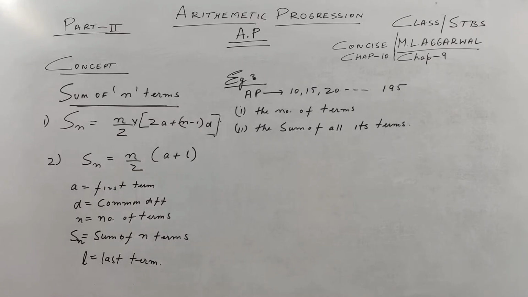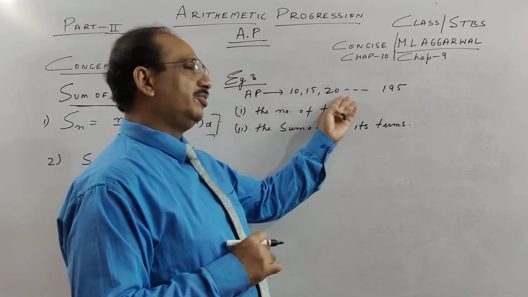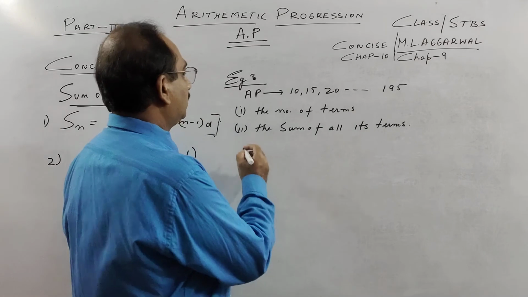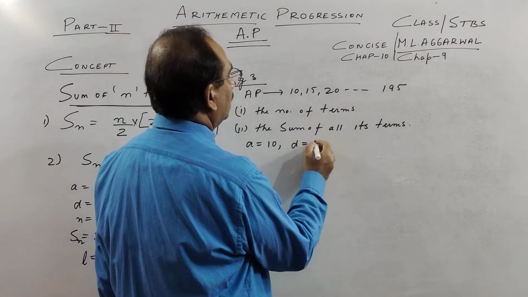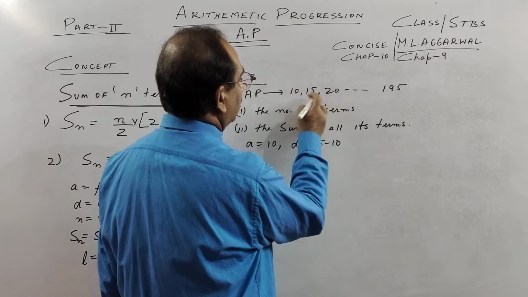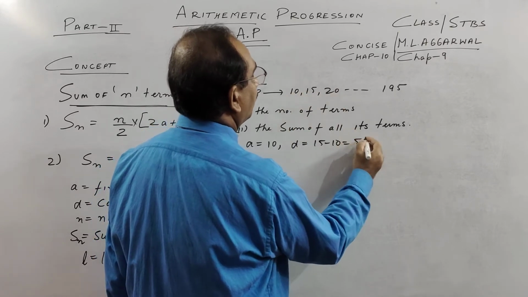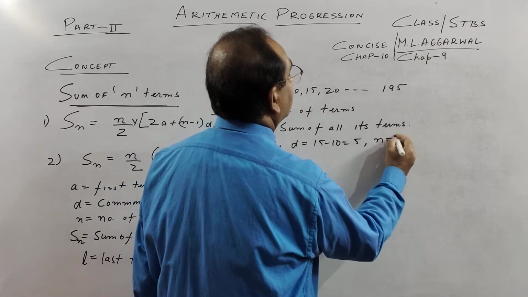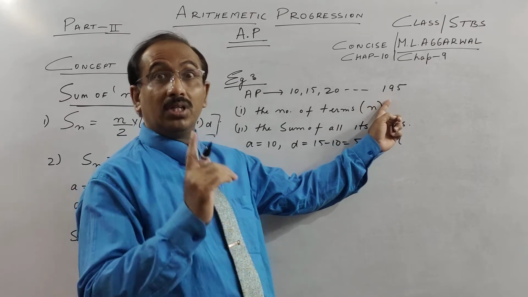So children, we have our third example. AP is given, very nice term, 10, 15, 20, you can see. First term is 10, and if you see the difference, children, it is 5 each. So subtract first from second or second from third, so you get 5. Here we don't know what is n, children. First we have to find how many terms we'll have, because here we know the last term.